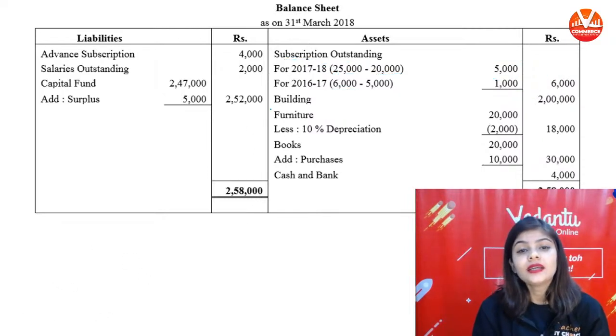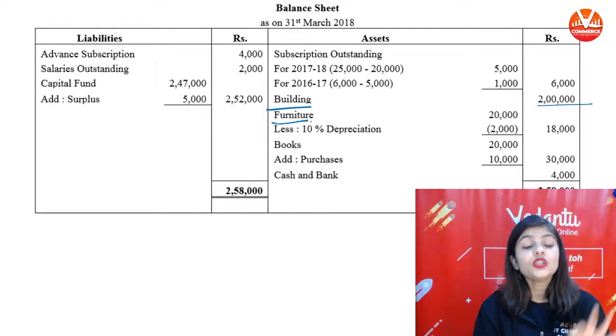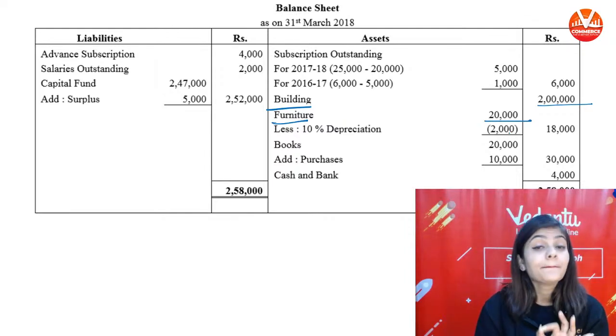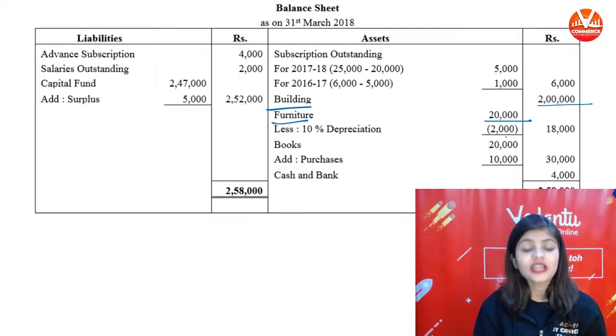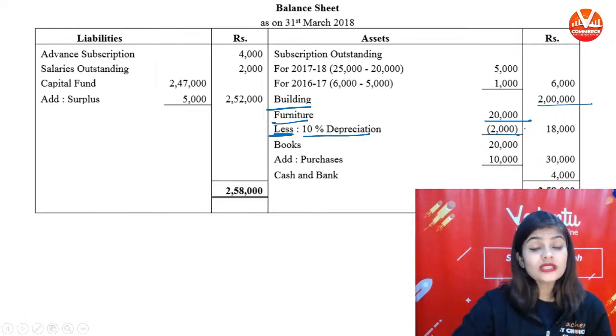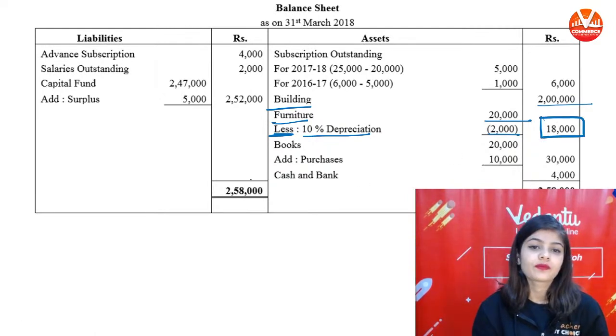After that, the building is 2 lakh. Furniture: the opening value of furniture was 20,000, but we have also charged depreciation on the same at the rate of 10%. So you will subtract depreciation from the opening value, less 2,000. Now the closing value of the furniture is 18,000.